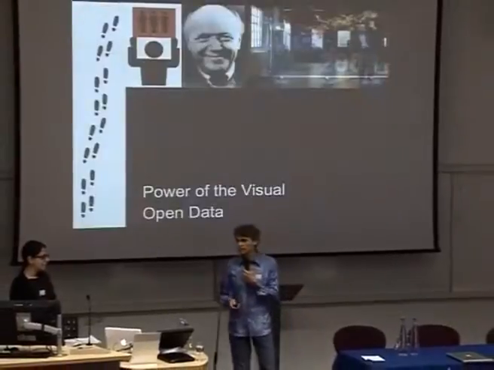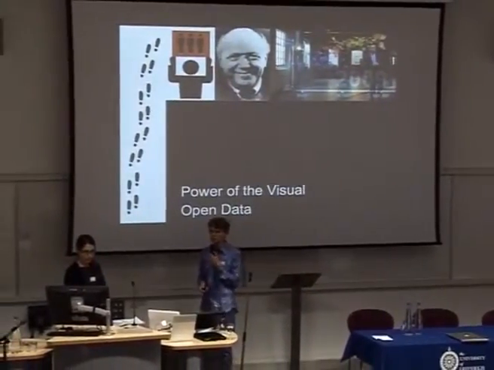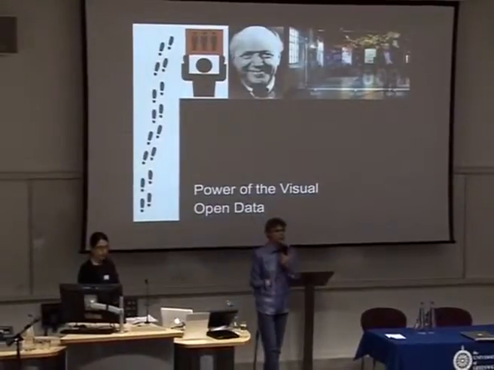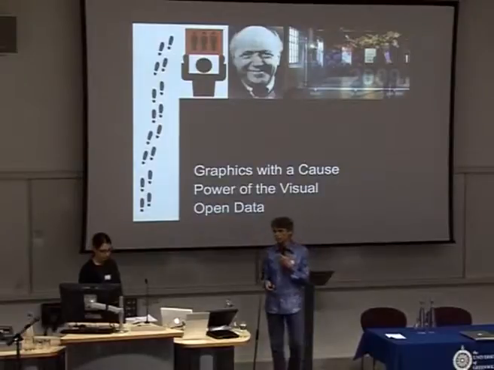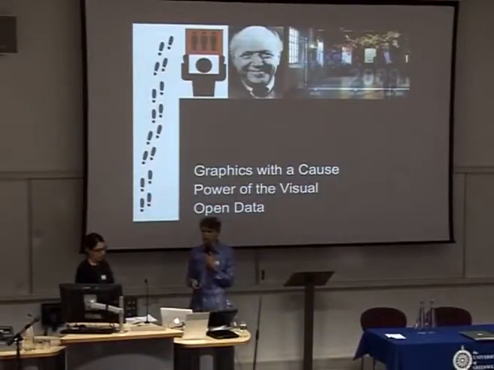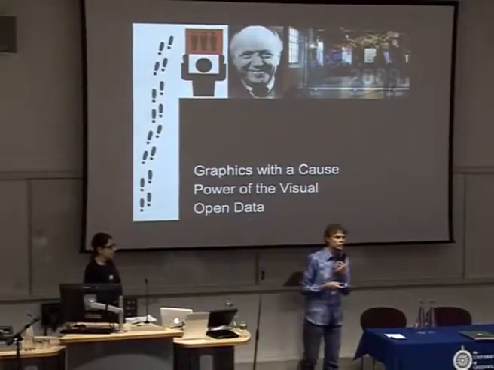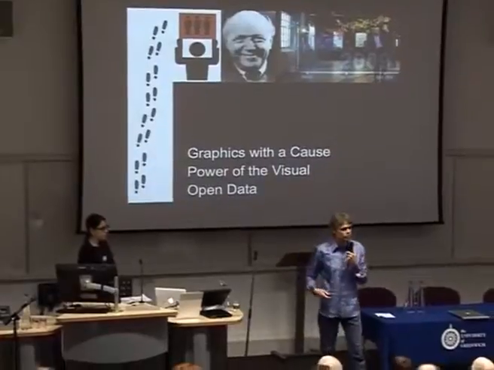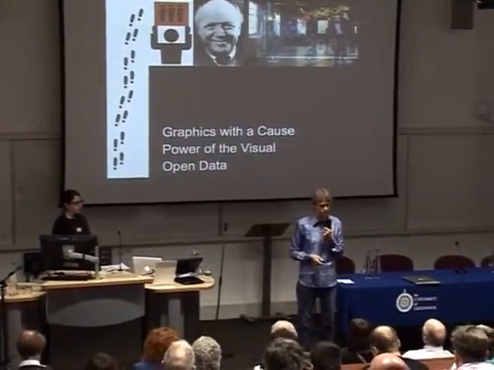Another way in which Rosling is walking in Neurath's footsteps is that they're both creating graphics with a cause. They're believing in empowerment of people by raising awareness on urgent issues in society. Another way in which Rosling is walking in Neurath's footsteps is related to their worldview, to their philosophy.